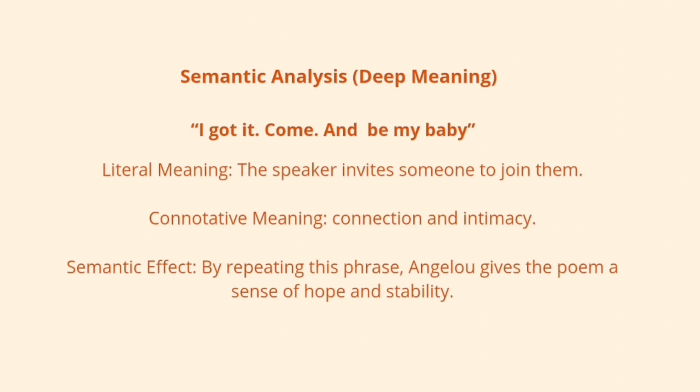Finally, we have the last line, and it is a repeated line. "I got it, come and be my baby." Literal meaning in this line is the speaker invites someone to join them, and for the connotative meaning, this line offers love, comfort, and safety from the chaos described earlier. It's a call for connection and intimacy. And for the semantic effect, by repeating this phrase, Angelou gives the poem a sense of hope and stability, contrasting with the darker themes. It leaves the reader with a feeling of warmth and reassurance.